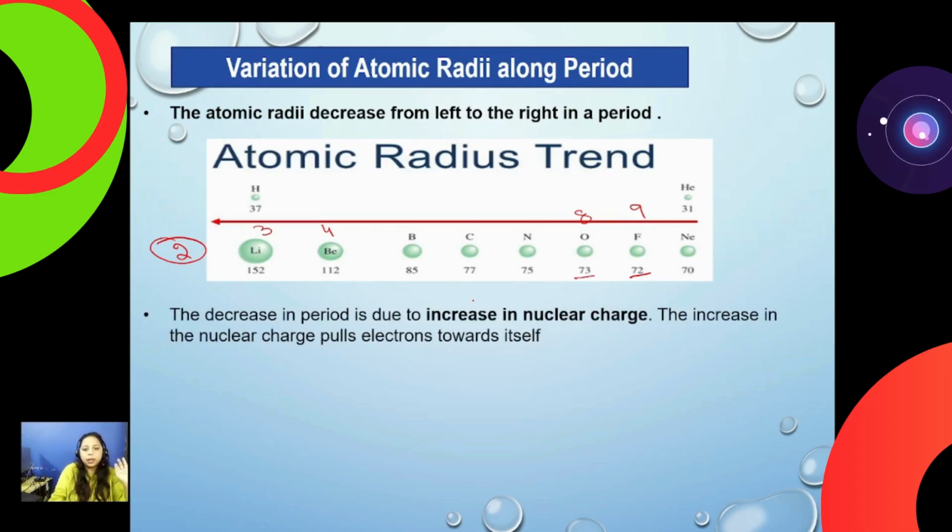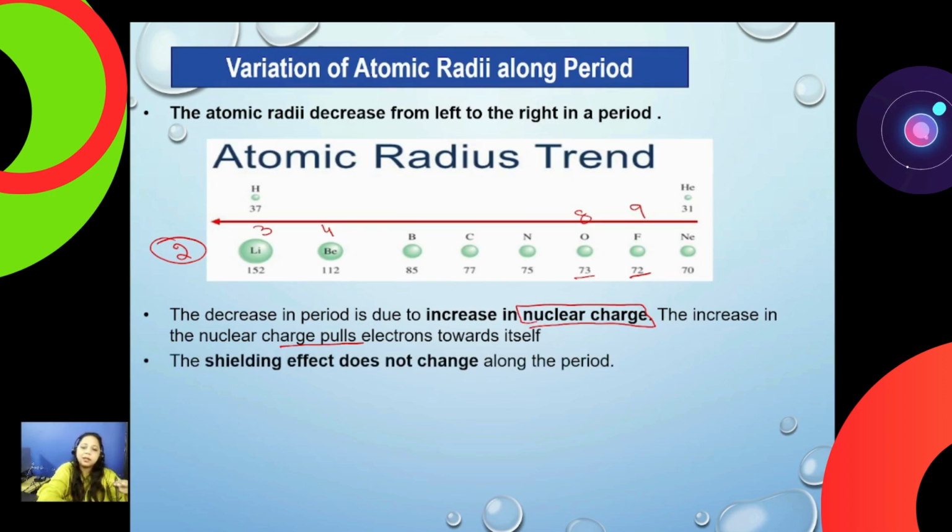So what is the first reason? The nuclear charge. Here we have 9 electrons and 9 protons. Here we have 3 electrons and 3 protons. So definitely here the nuclear charge is very high. There is a strong force of attraction, a very high pull. So when they attract each other, the size reduces. That's why lithium has a bigger size as compared to fluorine.